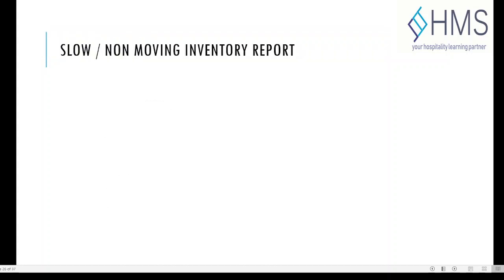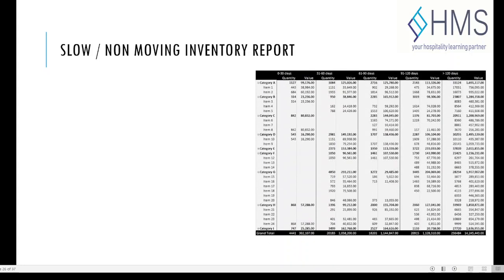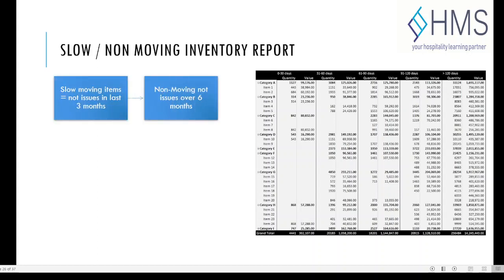And then you take the inventory, check the inventory not only from the finance store but also from the consumption report or the floor report, to check the slow and non-moving inventory reports. So basically you check what items have not been issued in the last 6 months, what items have not been issued in the last 3 months. More than 3 months is slow moving and more than 6 months is non-moving stock.